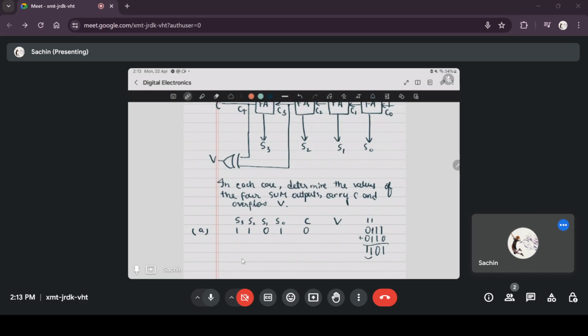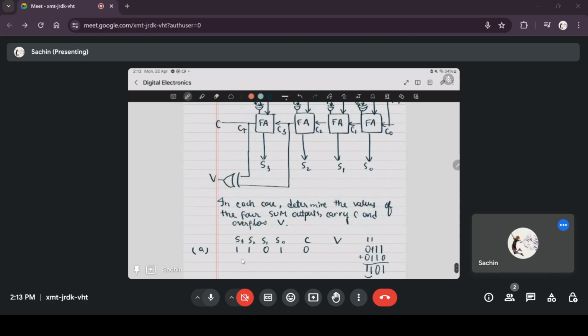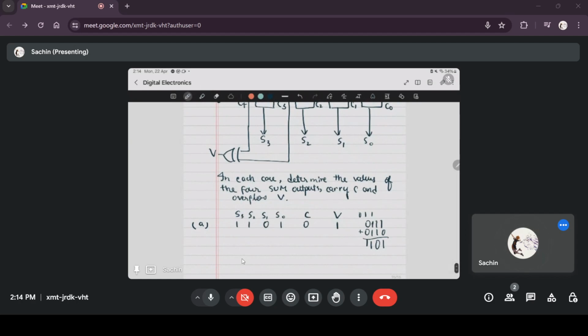Here C3 is 1, and carry out is 0. So 0 XOR 1 is 1. So there is an overflow. You can go only up to 7. You can't represent 13.